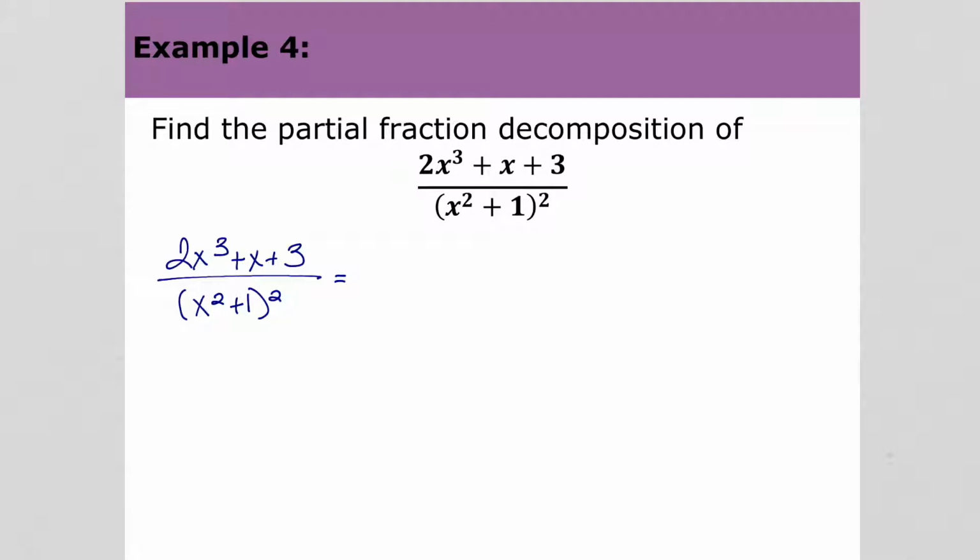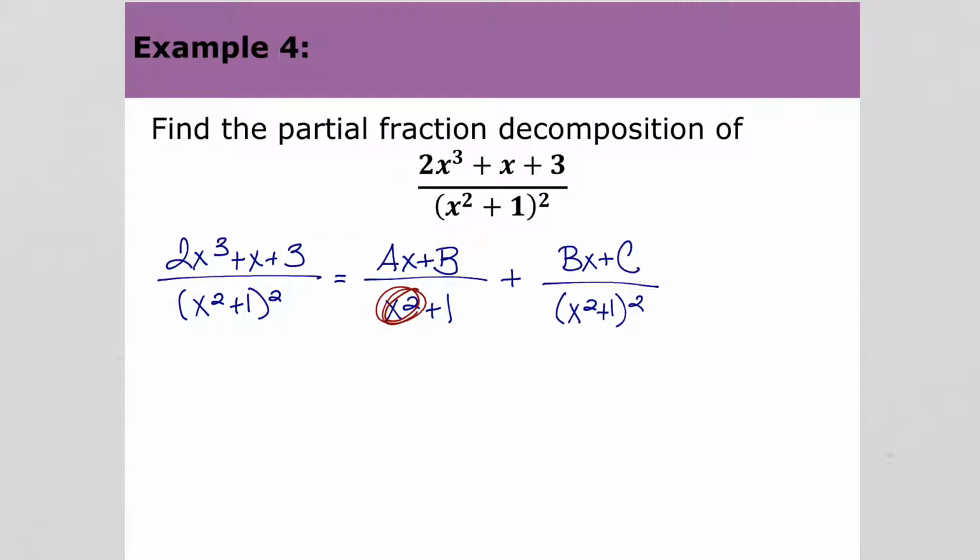Okay, so here's what we do. We take the x squared plus 1 and the x squared plus 1 squared, just like similar to how we did in example 1. And then because we've got that x squared on the bottom, this time we have ax plus b on the top here, and bx plus c on the top there.